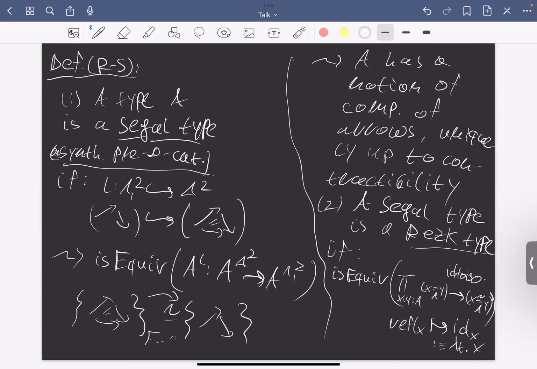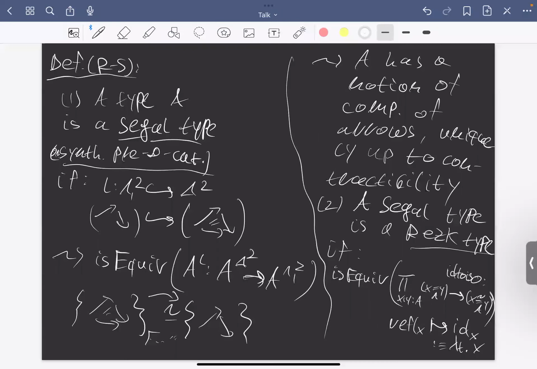I haven't really said what these iso types are, but you can think of them as directed arrows with a left and right inverse, and then homotopies witnessing the left and right inverseness. So that's exactly the definition. And I demand this to be an equivalence.